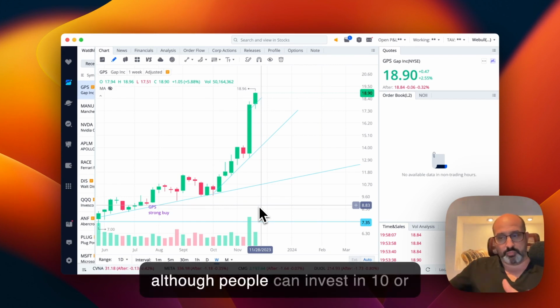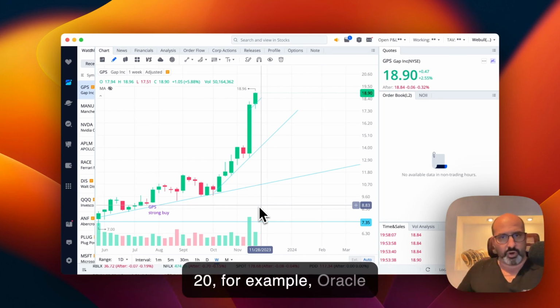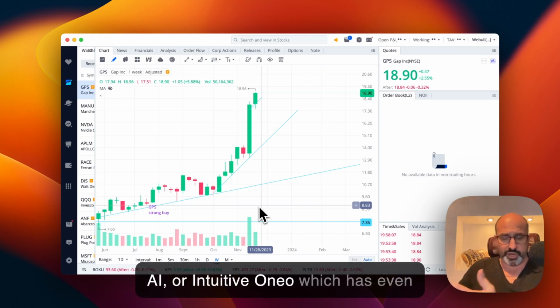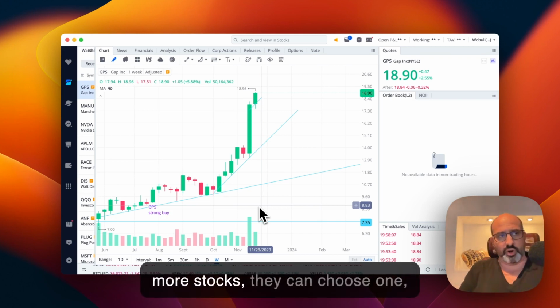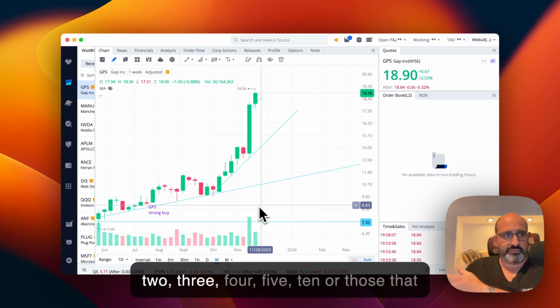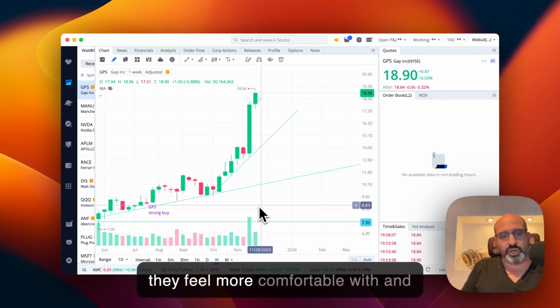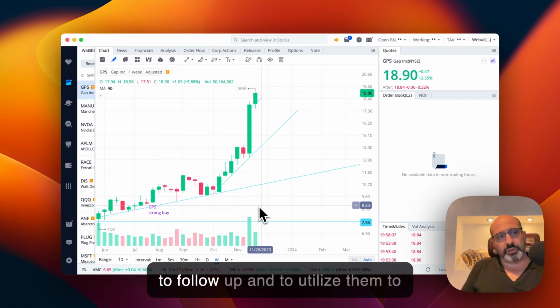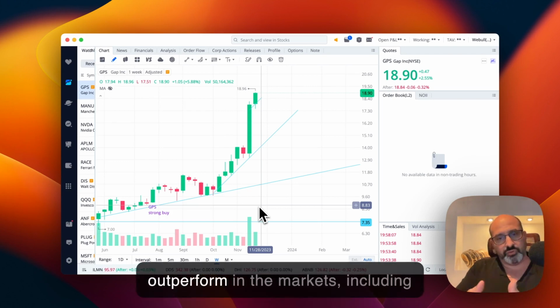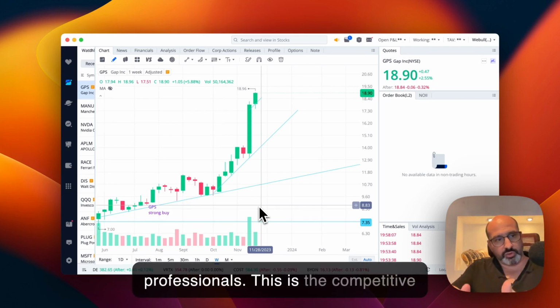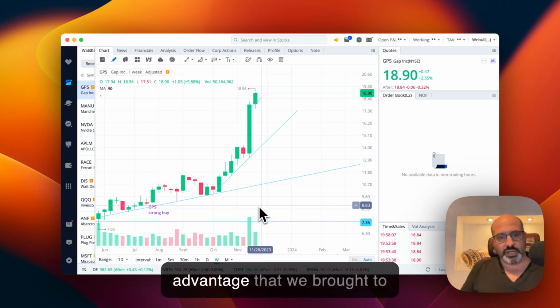And although people can invest in 10 or 20, for example, the Oracle AI has, or Intuitive One has even more stocks, they can choose 1, 2, 3, 4, 5, 10, or those that they feel more comfortable with, and follow up and utilize them to outperform in the markets, including professionals. This is the competitive advantage that we brought to everyone.